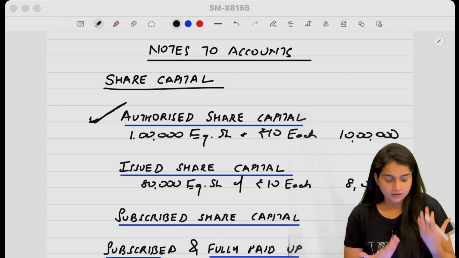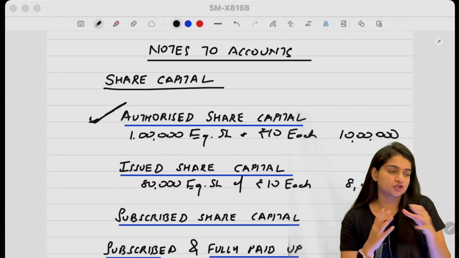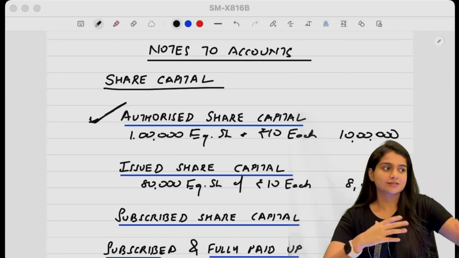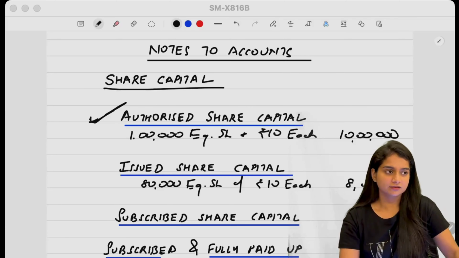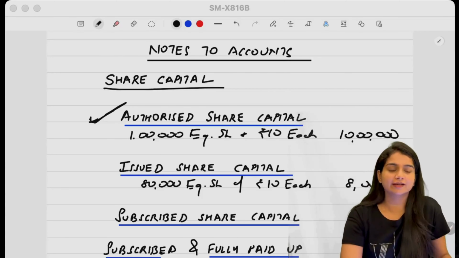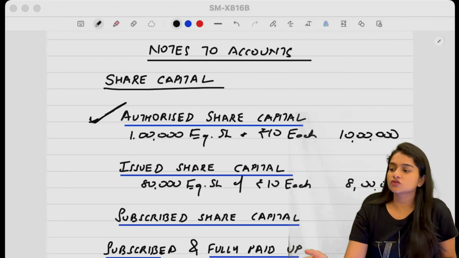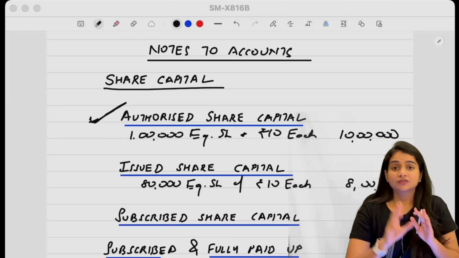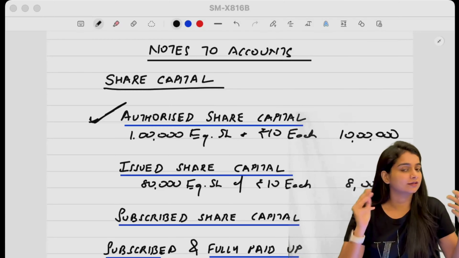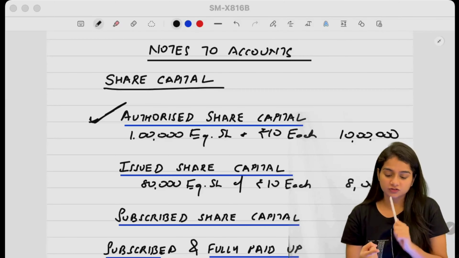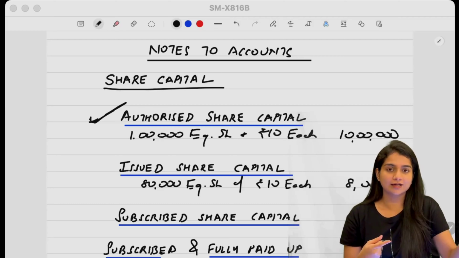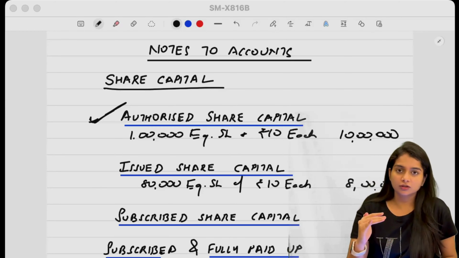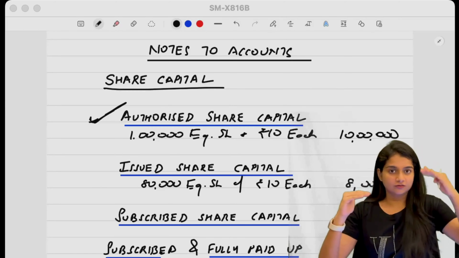each. Next step, subscribed share capital. You ask the people that, listen guys, right now I need 8 lakh rupees, that is 80,000 shares of 10 each. There are three ways by which the public can react. One is the public could say that, oh, you want that much, we give you that much. That is, how much you asked for, they gave you exactly that.